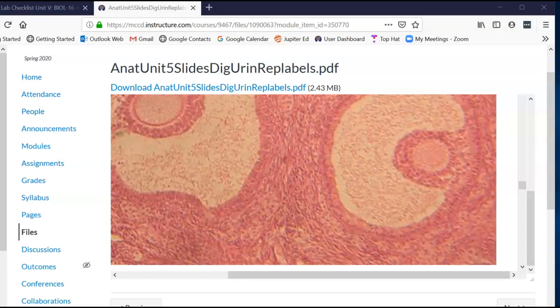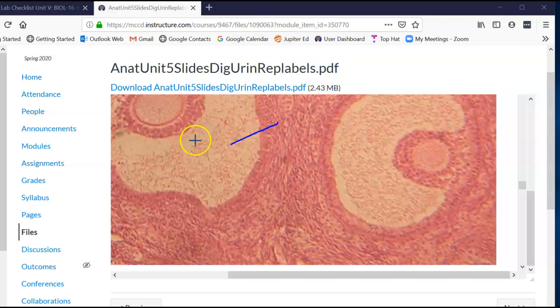Let's see if I can provide a little pin here. Let's see. No, I guess I can't. Hold on a second. Okay, we're going to try this again. See if I can get, there we go.